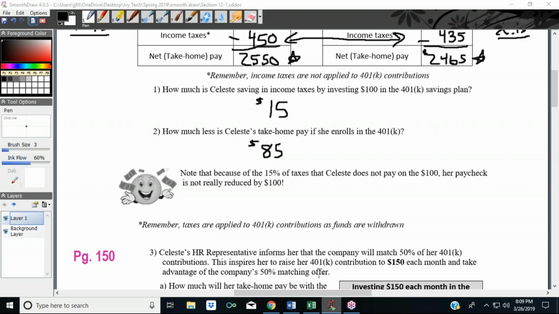And then here's another reminder that taxes are applied to the 401k contributions when you withdraw them. So whenever your retirement age, I think it's probably 72 by now, you can take your 401k out and you get taxed on it then instead of in today's taxation. And hopefully the taxes then are going to be less than what they are today.